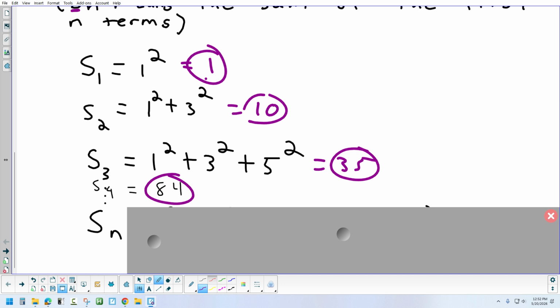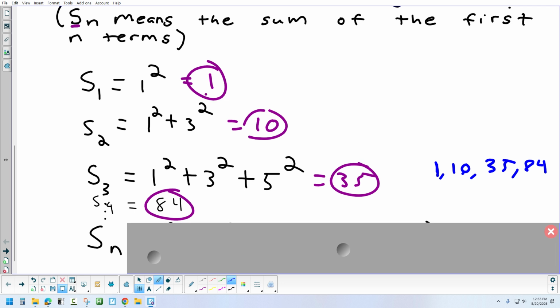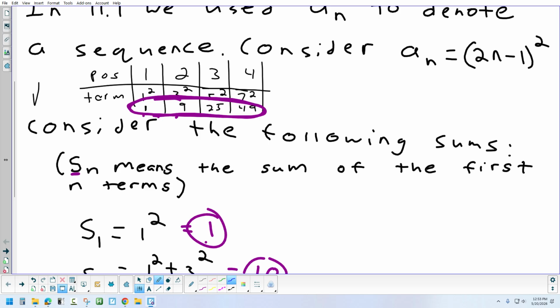So now, if you take those numbers and put them in a sequence, 1, 10, 35, 84, that is a new sequence. That's called a sequence of partial sums, where this represents the sum of the first 1 term, the first 2, first 3, first 4 of the original sequence that I gave. So now the goal would be to figure out a pattern in those numbers. If we can figure out what the pattern is, then we can add up as many as we want without even having to find them, because finding them and adding them up is going to take too long.